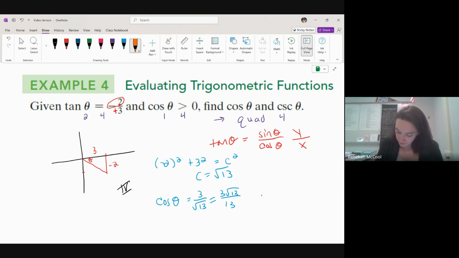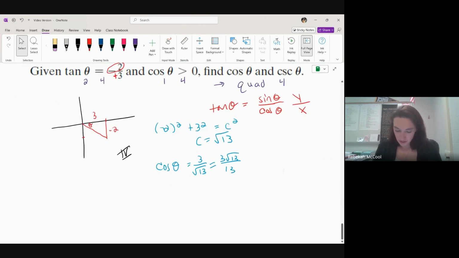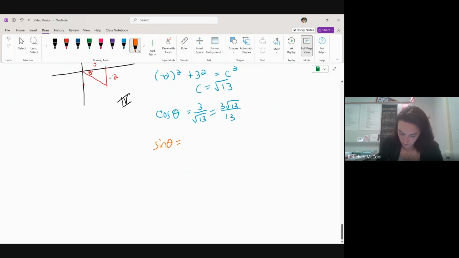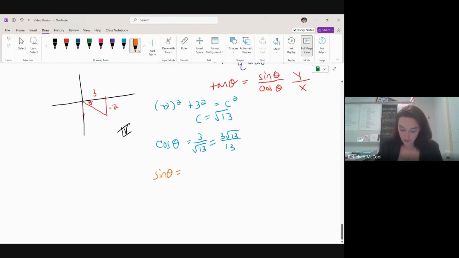Cosecant is the reciprocal of sine. So I'm actually going to find sine first. If I find sine of theta, sine is opposite, so that'd be our negative 2 over square root 13, but I don't need to rationalize here because, again, I'm actually finding cosecant. So I just need to flip it. Cosecant of theta is going to be square root 13 over negative 2.